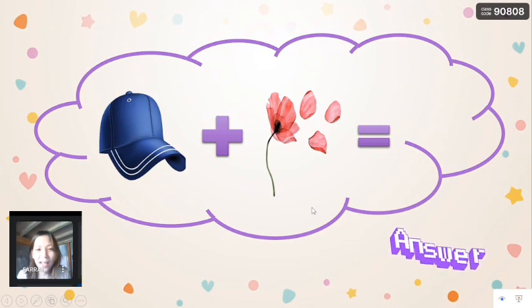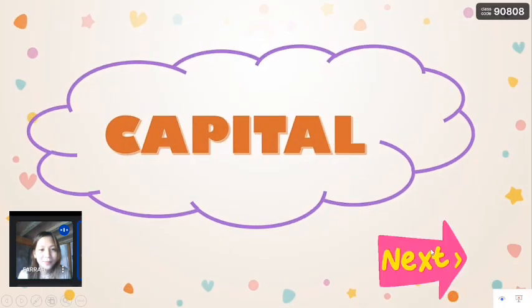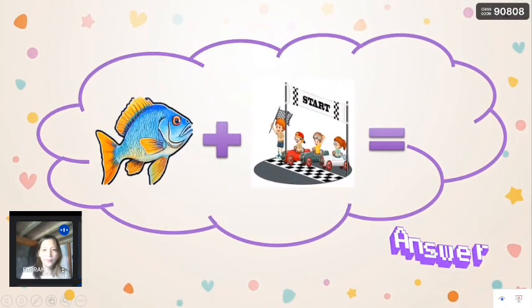Okay, the second to last. What do you see on the screen? A fish, teacher. A hat. A flower. Petal, teacher. Flower. Okay, what is your answer? Teacher, maybe it's capital. Okay, let's see the answer. Correct. Capital. Next.